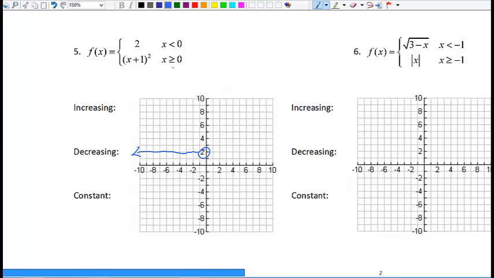Here, let's see, so if I plug in 0 and evaluate it at 0, I get 1 squared, so I get a closed point at 1. And let's see, if I go over 1, I get 4. If I go over 2, I get 9. So it looks like those 2 points are crossing. They're actually not. Alright, so what's going on from negative infinity up to 0?